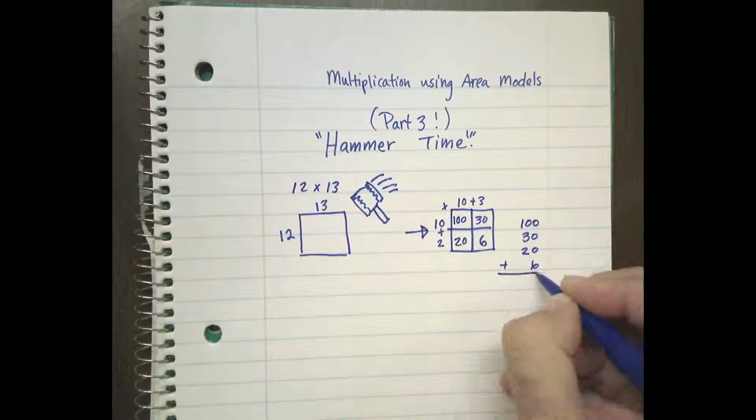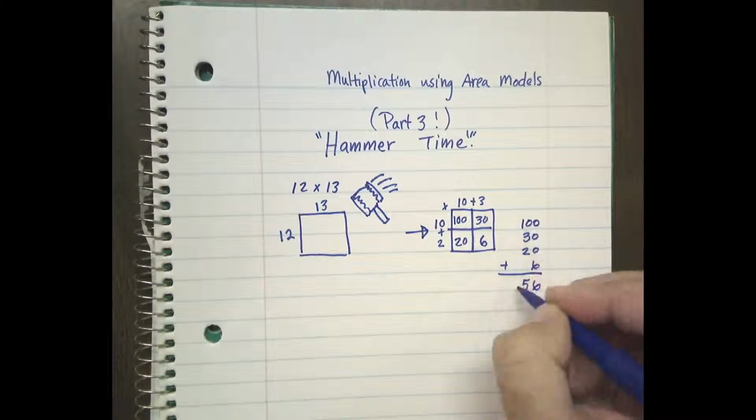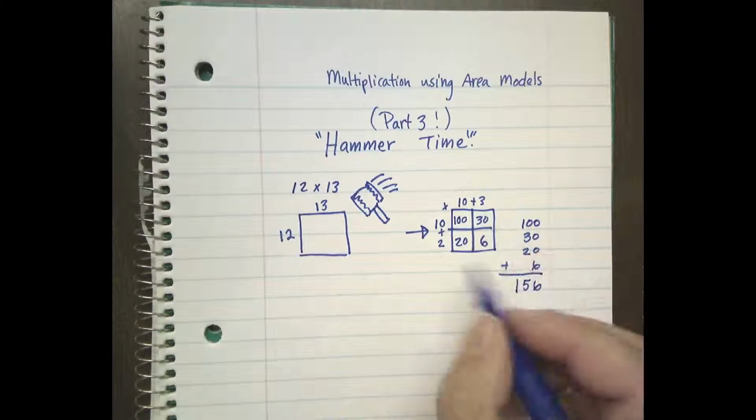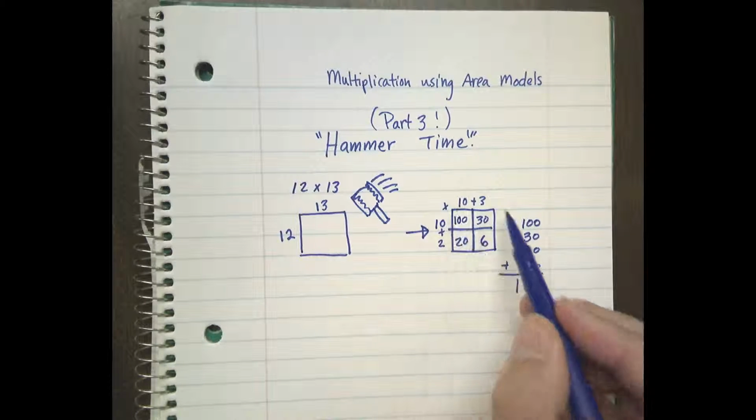And I add all those guys up. So that is 6. This is 5, and this is 1. And so that is 156. So this is another way to multiply, but this is multiplying using these area models.